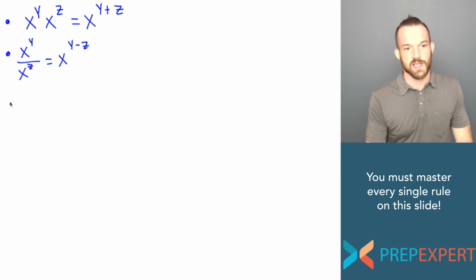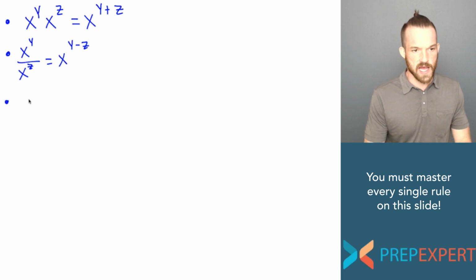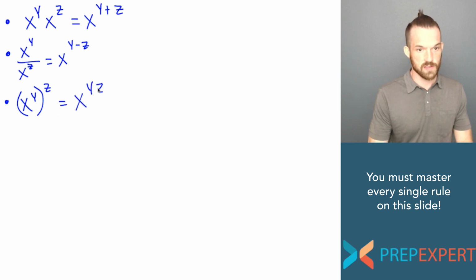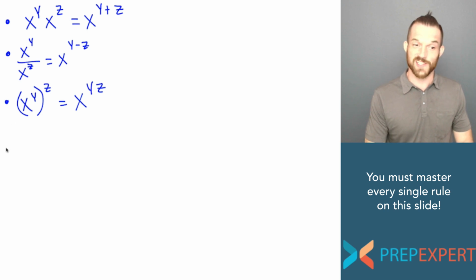Then we have this one, x to the y quantity to the z is the same as x to the y times z. That one's really important. It shows up a lot. This is probably the most important one. It shows up a lot.